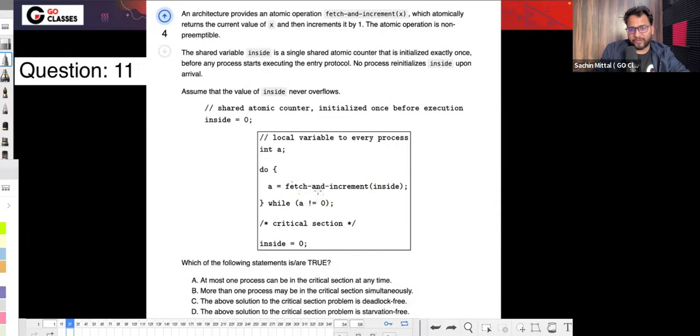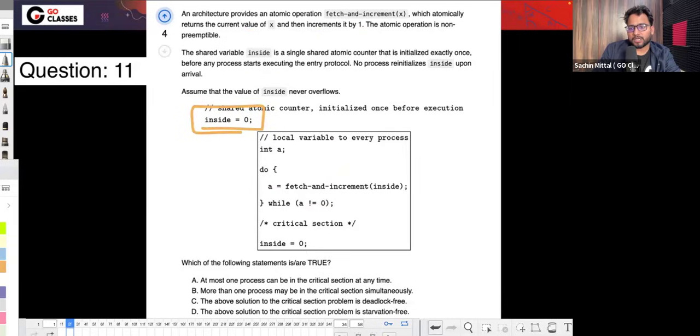Here there is some special or atomic instruction, fetch and increment. They are saying that this particular instruction does one thing. It basically returns the previous value, or the current value, and then increments by 1.